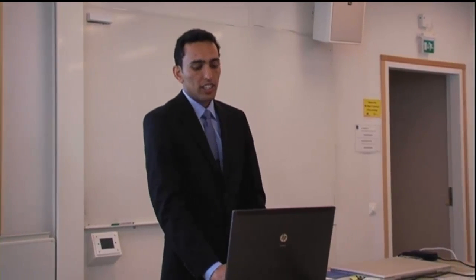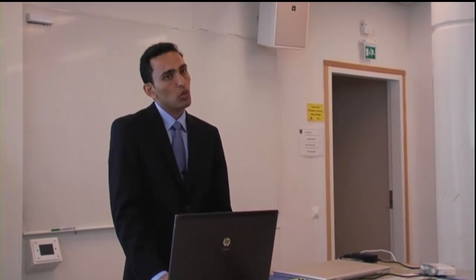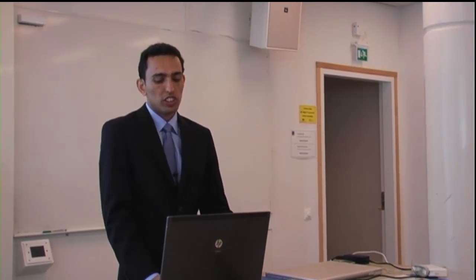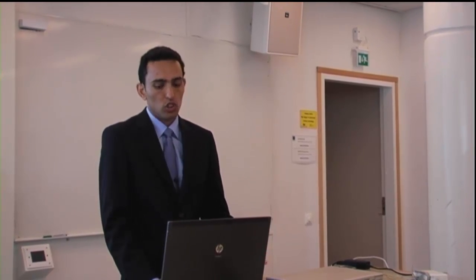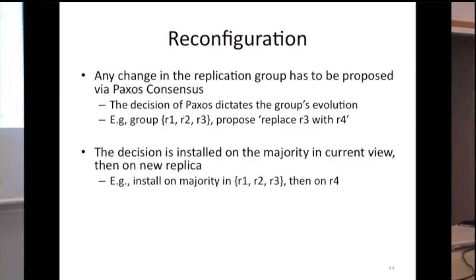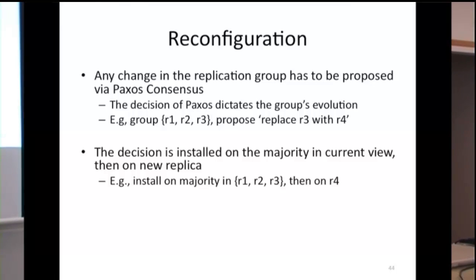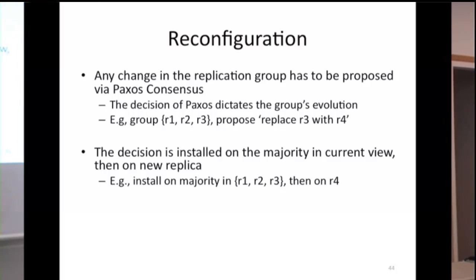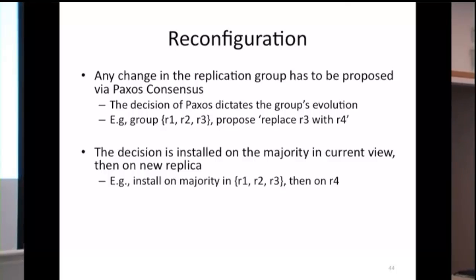So in this particular case, let's say you have a replication group of 1, 2, and 3, and someone proposes that I want to replace node 3 with node 4. This will be proposed through Paxos. Eventually, the decision will be, yeah, right, we can go ahead and change the replication group. So this is just a decision that you can do it. It's not happened yet. Once the decision is taken that we can change the replication group to have this particular new view, this new view is now installed on the nodes. But we have to do it carefully so as not to create multiple consistent quorums with different views.